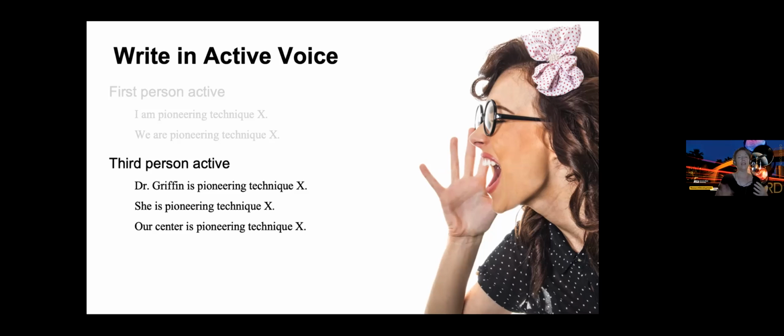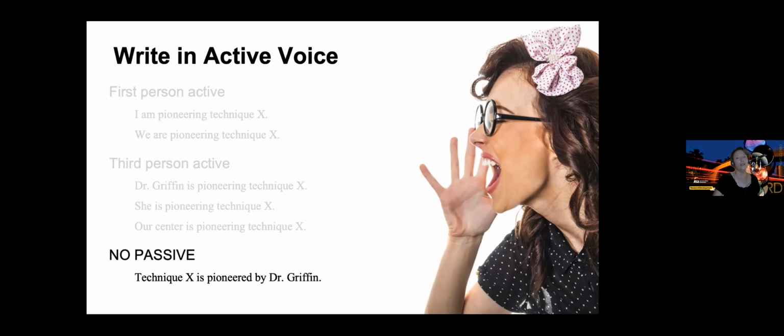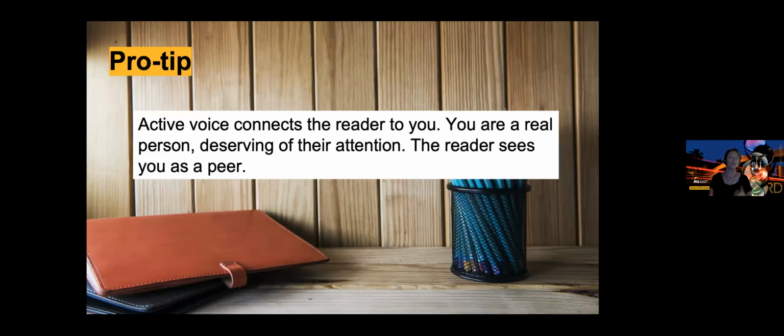So third person active is less attractive to readers, and no passive at all, right? Passive is usually used for science journals, manuscripts, political responses, some other ways of speaking. No passive in proposals. Now, this is all caveated with the fact that if they tell you to write second person in the summary of the NSF proposal, you do that. Because remember, what's the first rule of Proposal Club? Always be compliant, okay? So this is my pro tip. You're a real person and you deserve this money, you deserve this attention, and the reader sees you as that person. So that's why you want to use active voice first person.